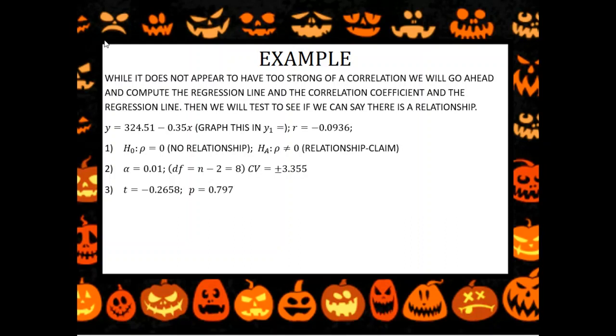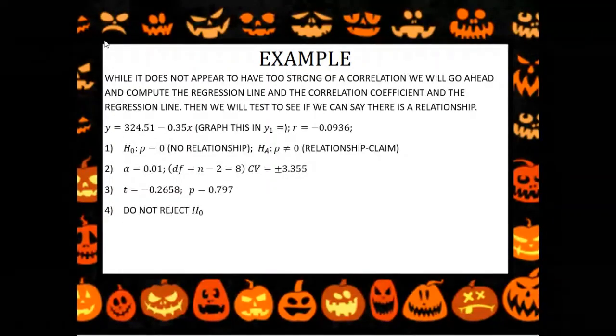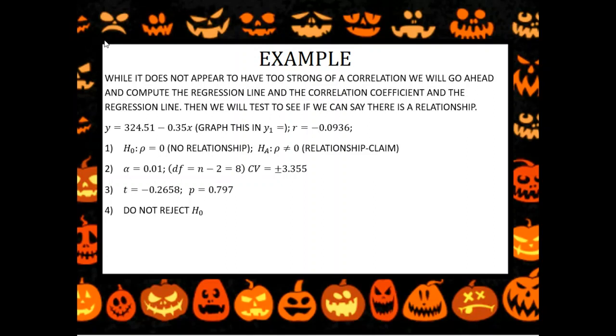So we will not reject the null hypothesis. Why? Well, it depends on how you're thinking about it. Our p is entirely too big. Because p is bigger than alpha. P is like 80%. We wanted 1%. The other reason why is because our t is not out past the critical value.